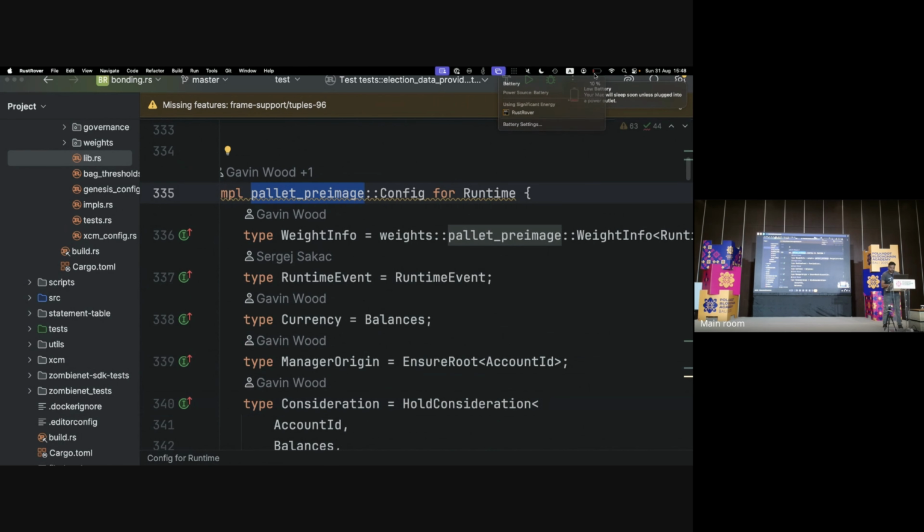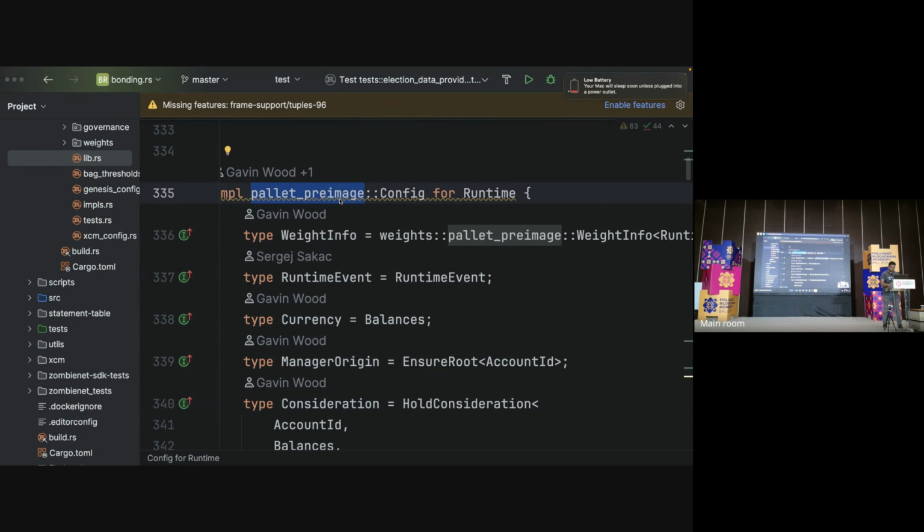Oh, okay. Let's see if I run out of time first or my battery runs out first.